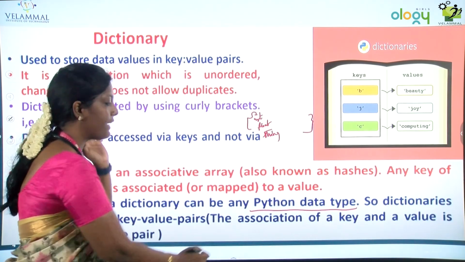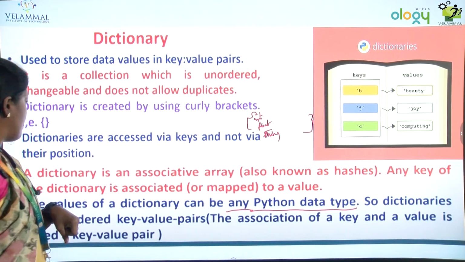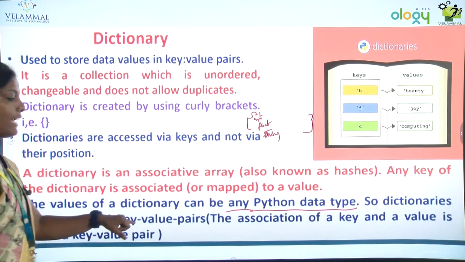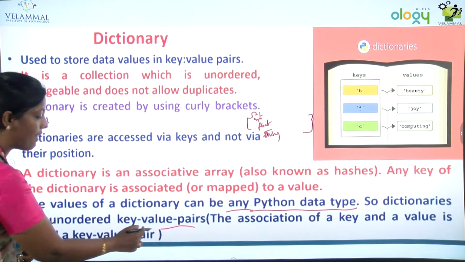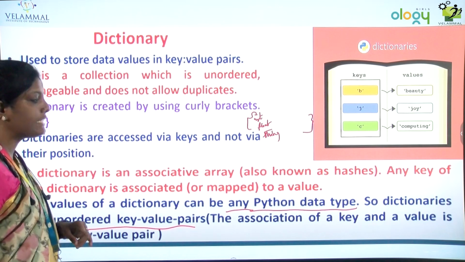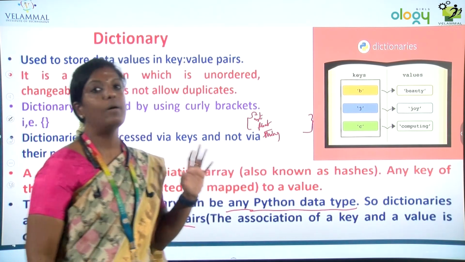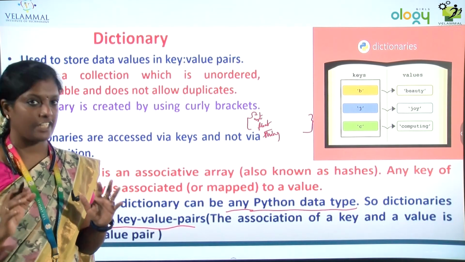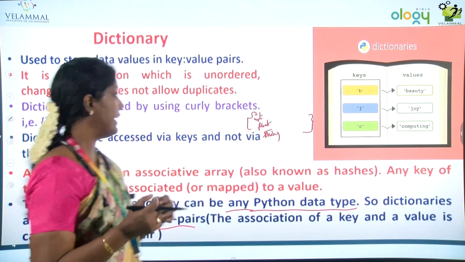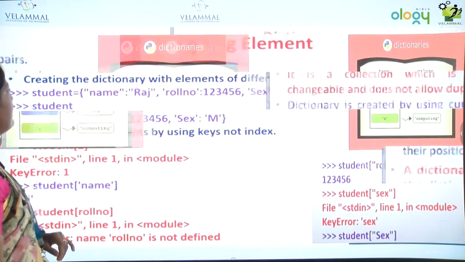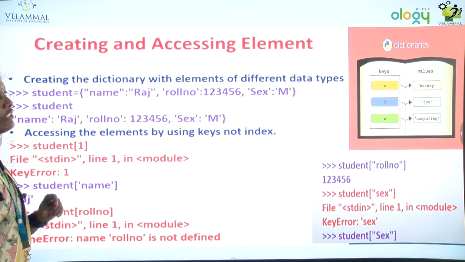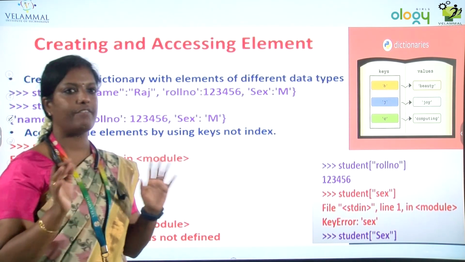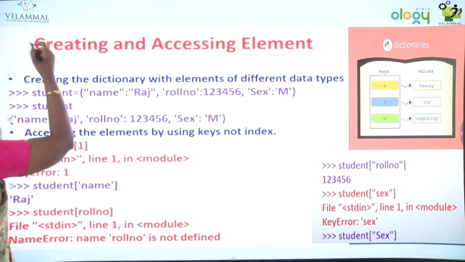It can be of any data type, and a dictionary is a collection of unordered key value pairs. I told you it is not going to have any fixed order. That's why it's called an unordered data type. So probably now you have a little introduction about dictionaries, right? Let's move on to the next slide. Yes, now we are going to see the highlighted points. I told you 3 points, right?